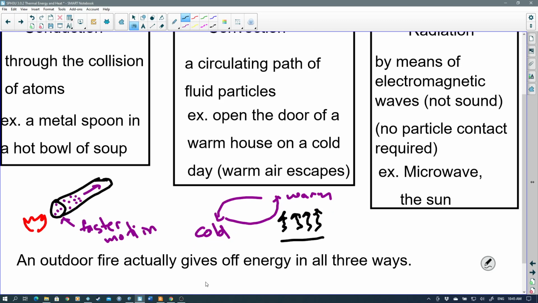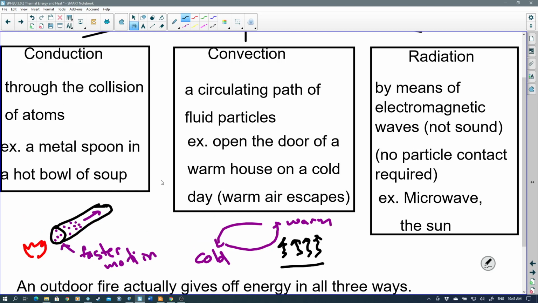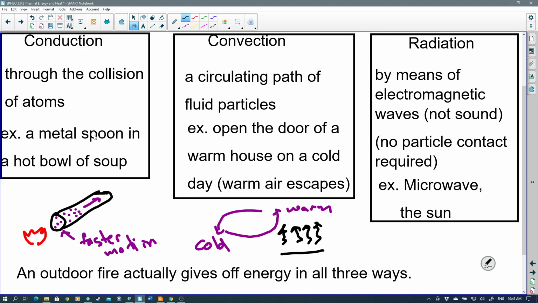A campfire outside actually gives off energy in all three ways. A campfire can conduct heat if it's in contact with metal. A campfire can produce convection of warm air rising and cold air replacing it, so you can feel that convection sometimes of heat. And the radiation, even if you were out in space, a fire would still heat you because of the infrared radiation coming off of it. So a fire is actually kind of an example where you can have all three different types.